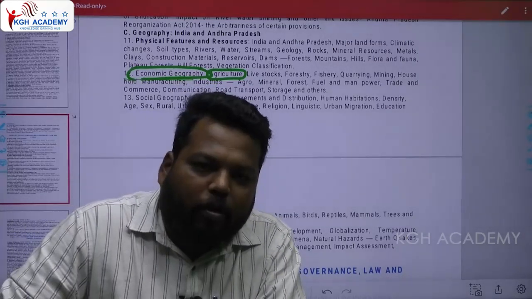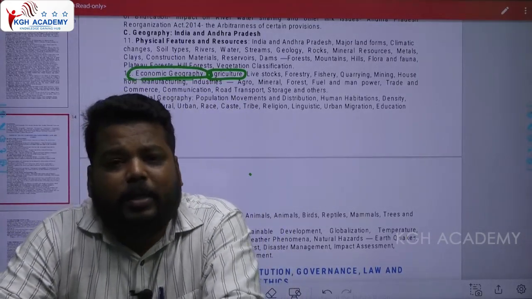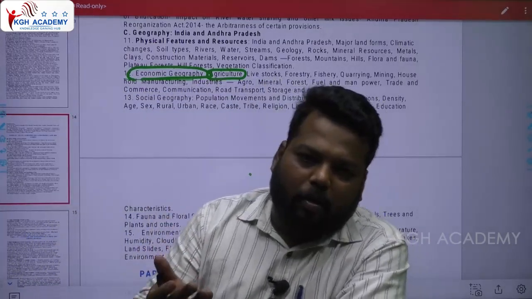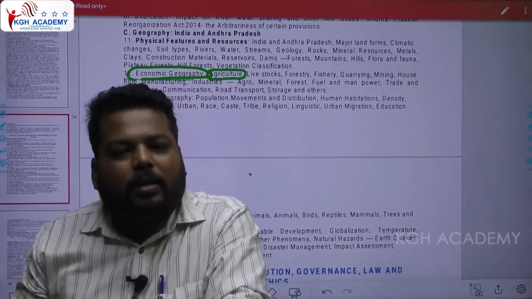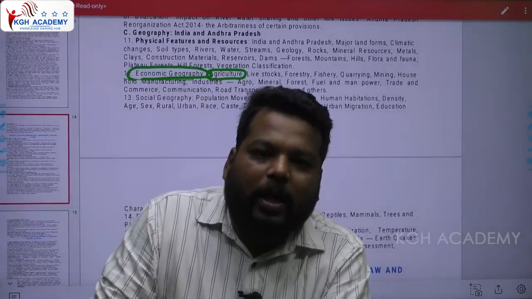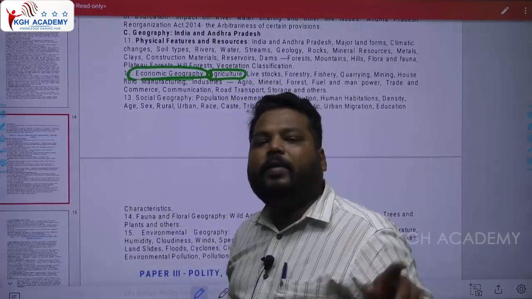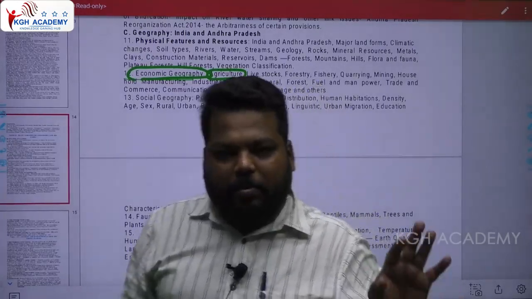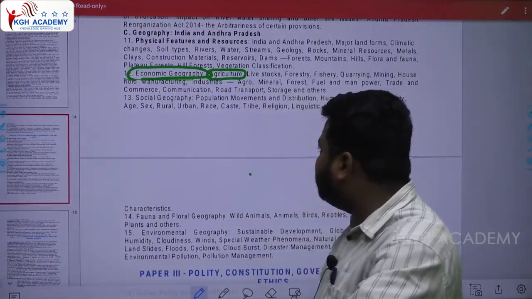Apart from that, what are you going to read? In this particular regard, you are going to read about different aspects of how different crops are grown. What are the conditions for growth of rice, cotton, wheat, maize, and also we are going to see the agricultural revolutions. Done. So in this way, entire agriculture related to India and Andhra Pradesh specifically, you will read in this particular chapter.